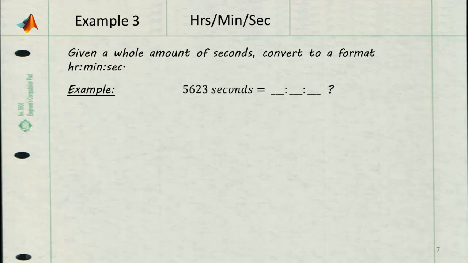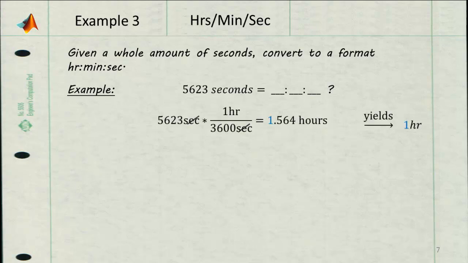Let's see another example. Given a whole amount of seconds, convert to a format hour, minute, and second. That might be useful one day if you're doing a trajectory problem and you don't want to show an answer in number of seconds. 5,623 seconds. How many hours, minutes, and seconds is that?